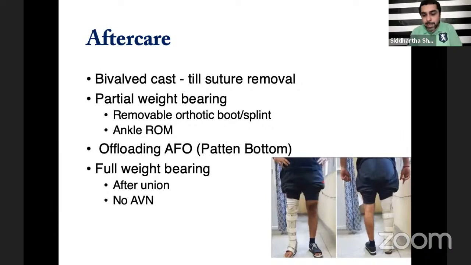So how to manage these cases in the post-operative period? Now, we usually give a bivalved cast till suture removal, and this is to prevent any equinus deformity. In the post-operative period, if the patient can afford, we give this brace, which is known as a patellar tendon bearing brace. So it essentially allows the weight transfer from the foot directly to the patella, and it offloads the talus, so the patient can fully weight bear in this kind of a brace, or you can allow him toe touch weight bearing in a cast, but you don't want to allow them full weight bearing till you have seen no evidence of AVN and complete union.